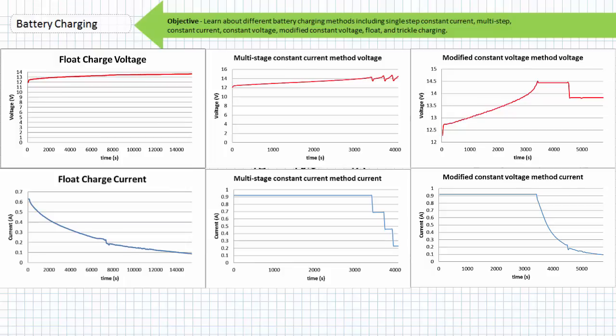In conclusion, this lecture discussed battery charging methods. We discussed single-stage constant current charging, trickle charging, multi-stage constant current charging, constant voltage charging, float charging, the modified constant voltage or fast charging method, charge efficiency, and equalization.